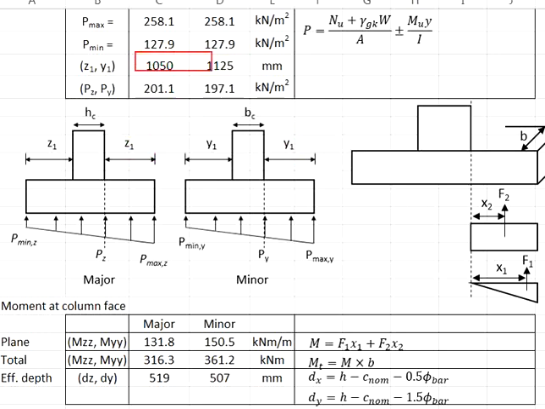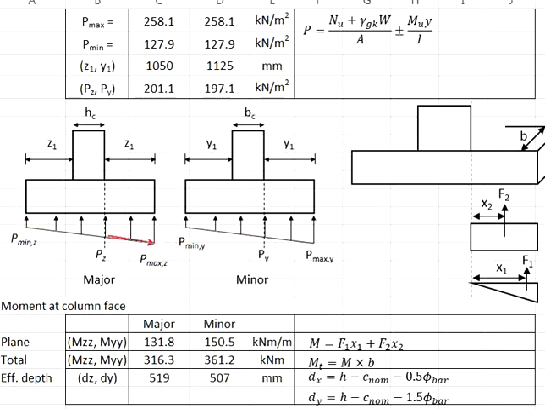Once you have identified the Z1 and the Y1, you can now do interpolations for you to get your PZ and the PY. Take the maximum stress and the minimum stress, which are located here.